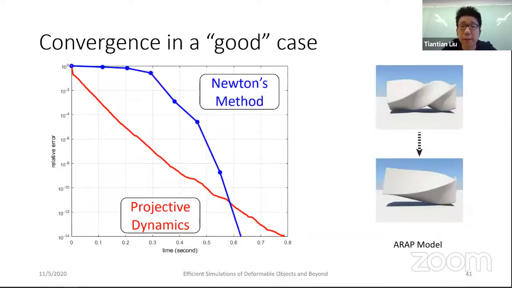In some good cases where the elastic energy has almost linear strain-stress curves and moderate stiffness, projective dynamics can produce really good results, like the one shown in this twisting bar example with the as-rigid-as-possible model. Otherwise, the red curve will flatten out a bit earlier. Let me get a pointer. So if the energy is more nonlinear and if the stiffness of the material is higher, you might expect the red curve to flatten out starting from somewhere around here. And it will be really flat.